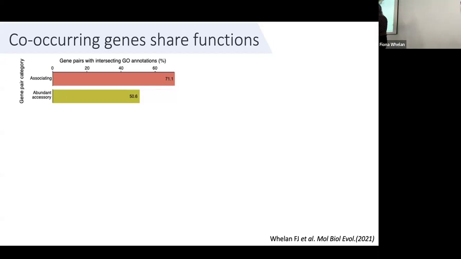So annoyingly, we kind of change our terminology here. Associating and co-occurring are synonyms. But what we found is that genes that co-occur or associate with each other are more likely to share overlapping GO annotations, so similar functionalities, compared to two genes from that starting data set that are just randomly pulled together.